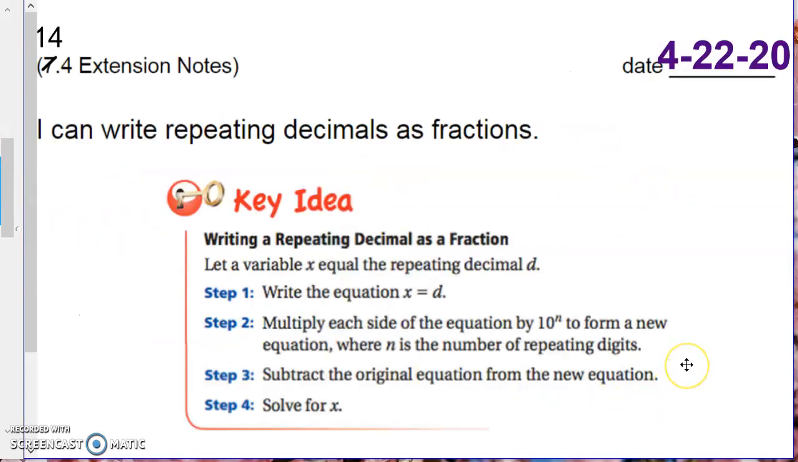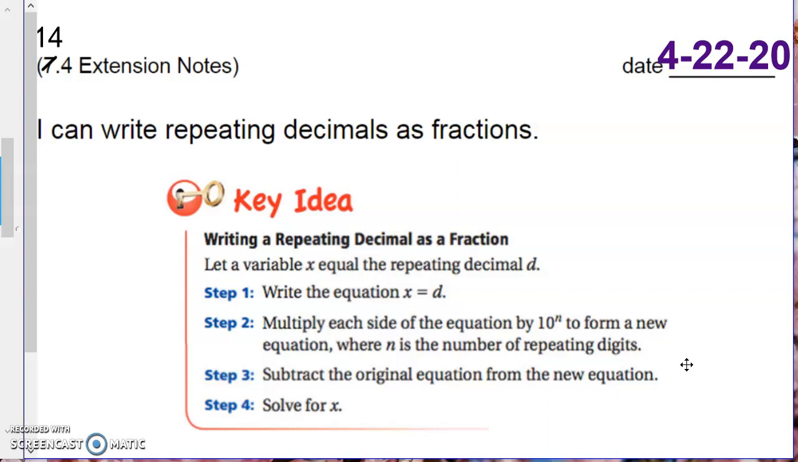So here are the steps. To write a repeating decimal as a fraction, let a variable x equal the repeating decimal d. So then you write the equation x equals d. Step number 2, multiply each side of the equation by 10 to the nth power to form a new equation, where n is the number of repeating digits. So if you just have one digit repeating, you would just multiply both sides by 10. If you have two digits that are repeating, then you would multiply both sides by 100, and so on.